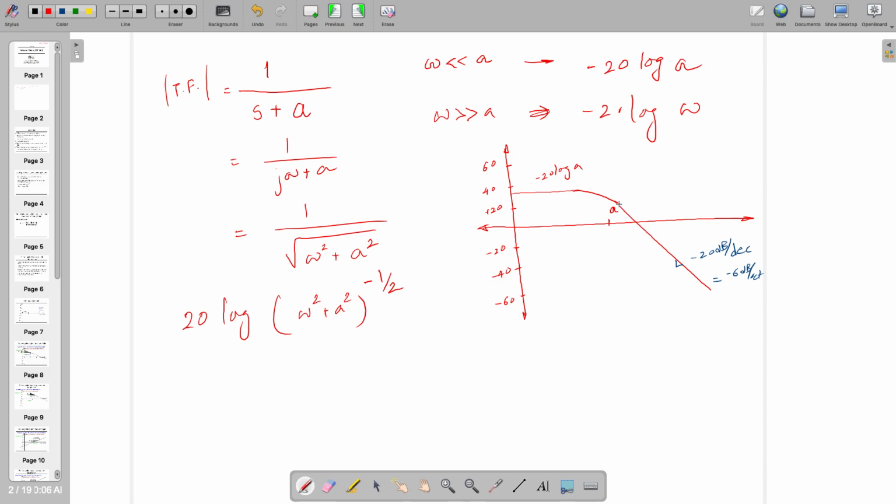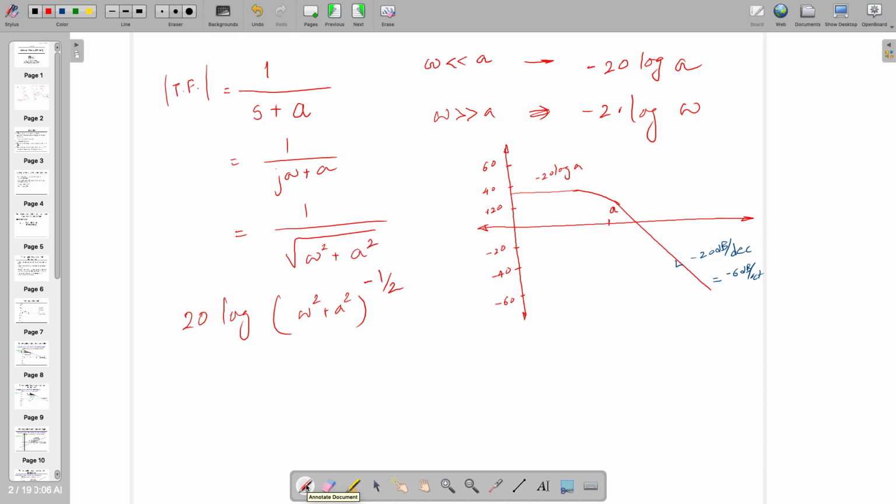Hmm? No, no, minus 20 dB per decade. This is the correct one. It depends on a. It might be plus or depend on whatever the value of a. Okay. If you like, okay. Hmm? Yeah. Right. Huh. That's correct.